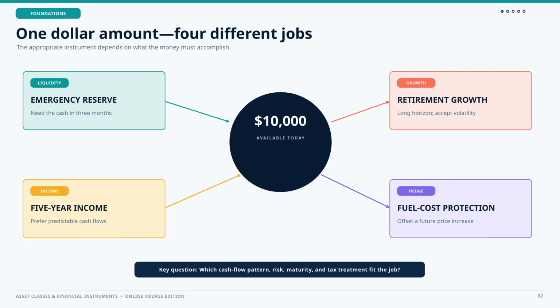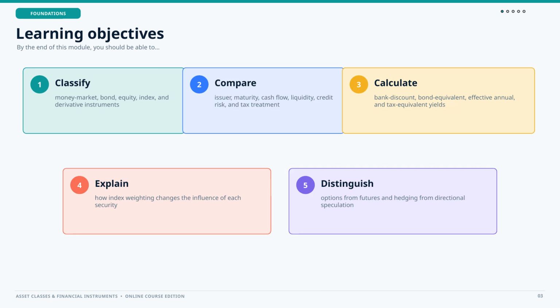This is the organizing idea for the chapter. Do not begin with a product name. Begin with the required cash flow pattern, time horizon, risk capacity, liquidity, and tax treatment. This module has 5 outcomes.